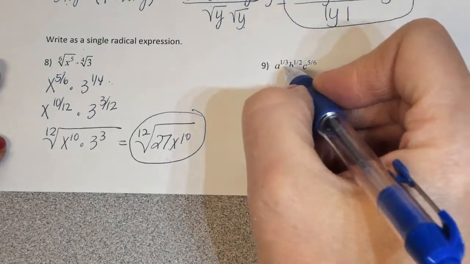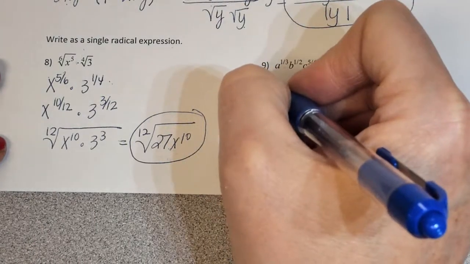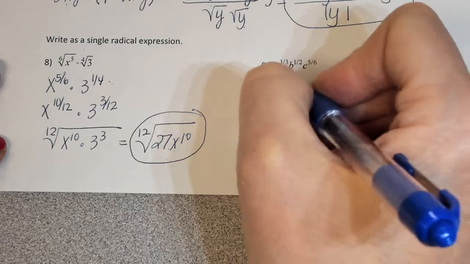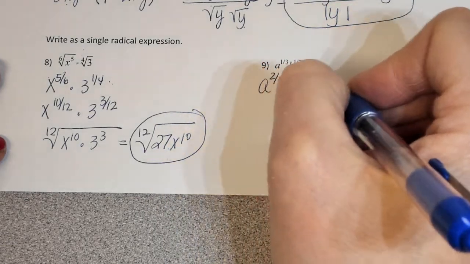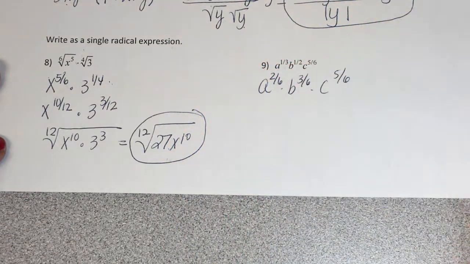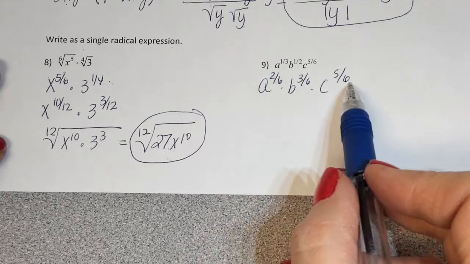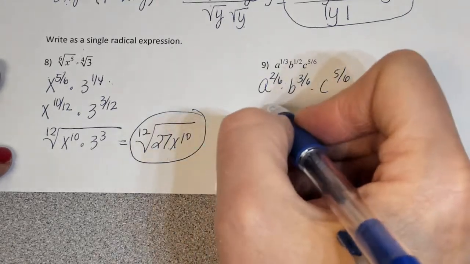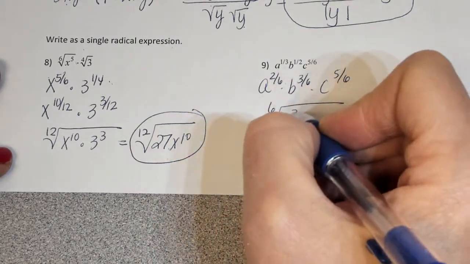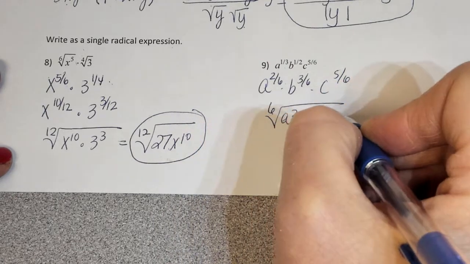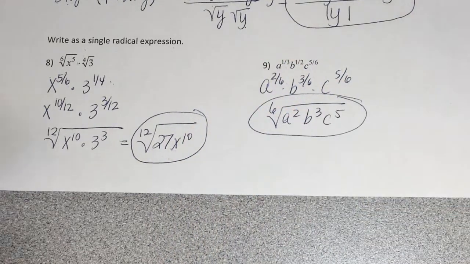Same thing here, get a common root. A to the 2/6, B to the 3/6, C to the 5/6. Now we have that common root, that common denominator, so it's just going to be this. Okay.